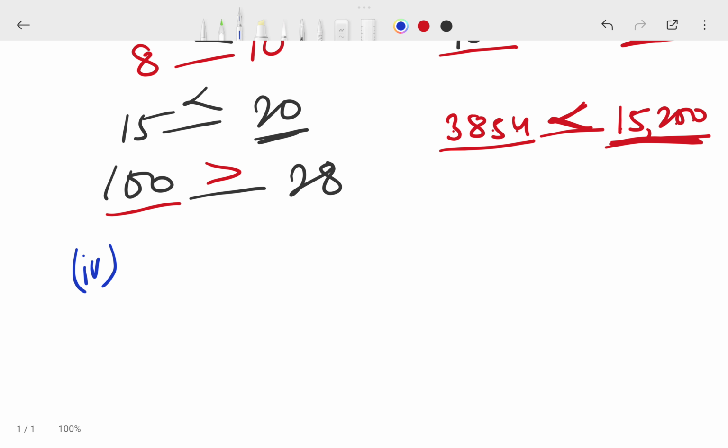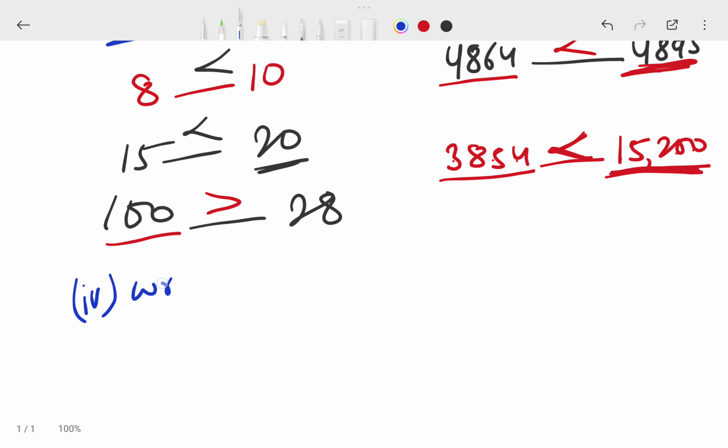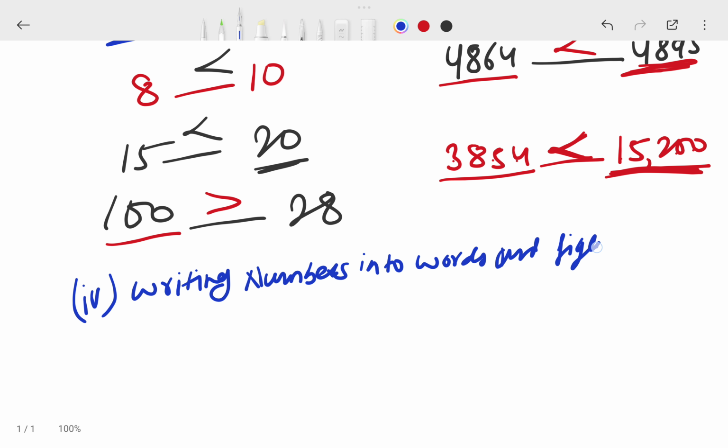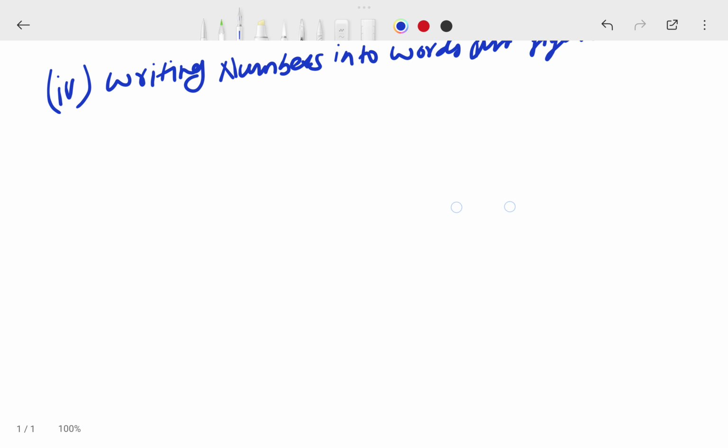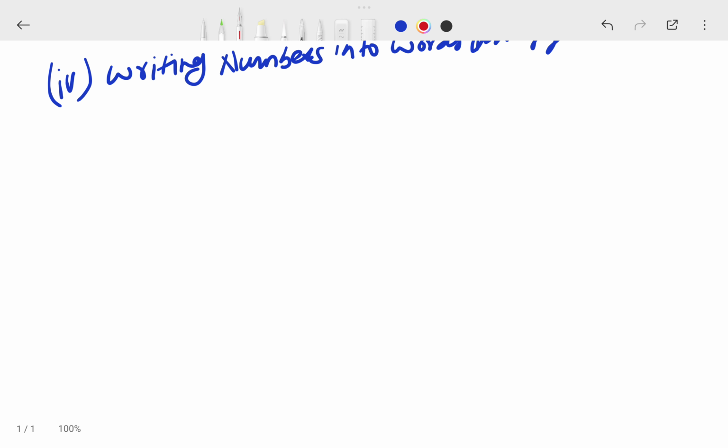So what is our fourth one telling? Writing numbers into words and figures. Okay, simple. In this one, just listen. This is given 768. I am telling you to write this into words. So how will you write?